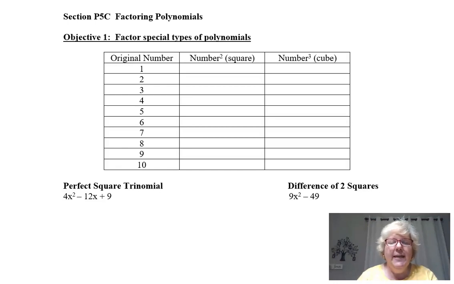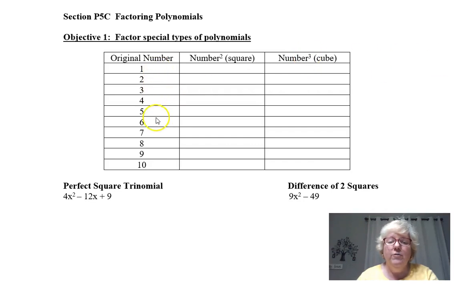We're going to go ahead and talk today about factoring when you have special types of polynomials. The polynomials we'll look at today deal with square numbers and cube numbers. If you recall, a number is said to be squared if it has the exponent of 2. A number is said to be cubed if it has an exponent of 3.